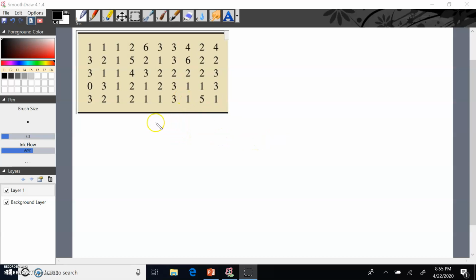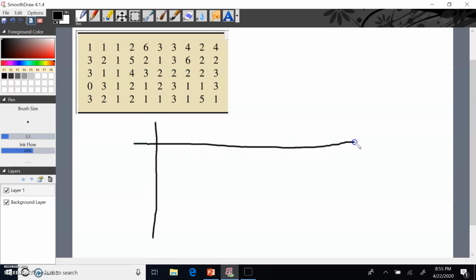The concept is the same. I'm again going to draw a table, and that table will consist of 4 columns. Let me show you the 4 columns like this. Now I will write the name of each column.